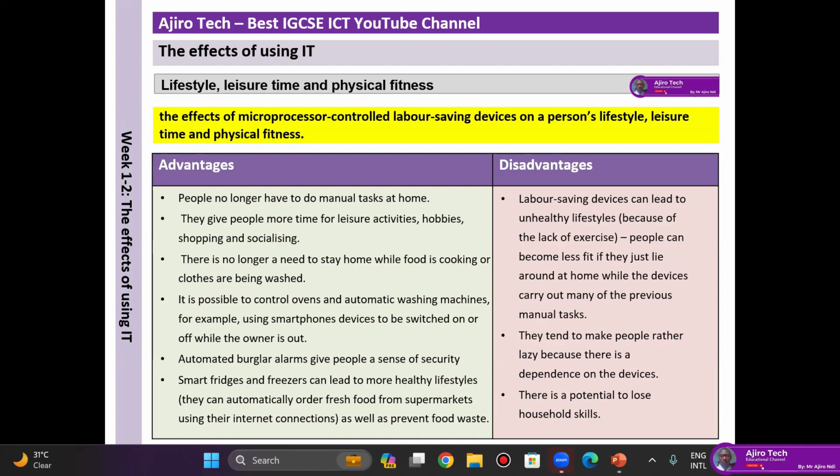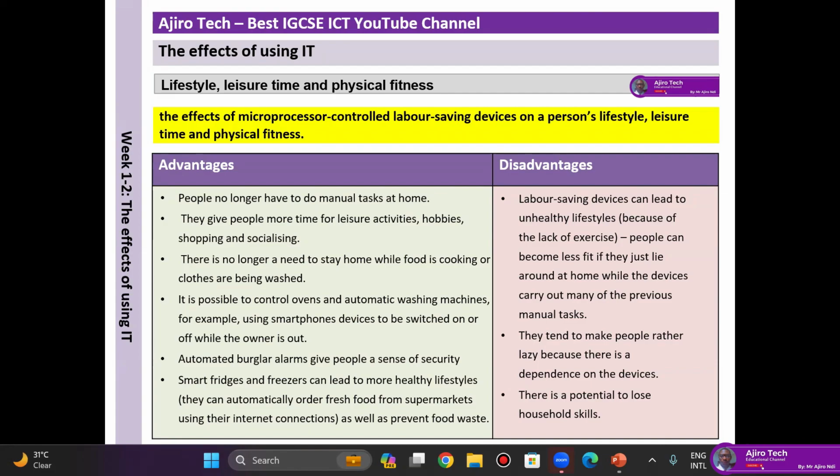The next one is there is a potential to lose household skills. And when we talk about household skills, we're talking about when we depend on these devices, we're going to lose those skills. Skills like sweeping, washing our clothes, tidying the house, because now we have robotic vacuum cleaners. They can actually do that for us. So all these things are very, very important.